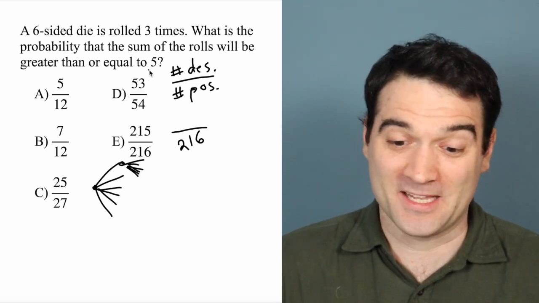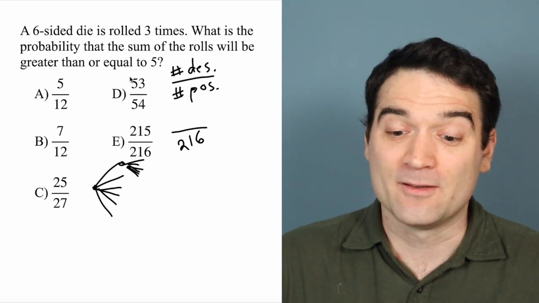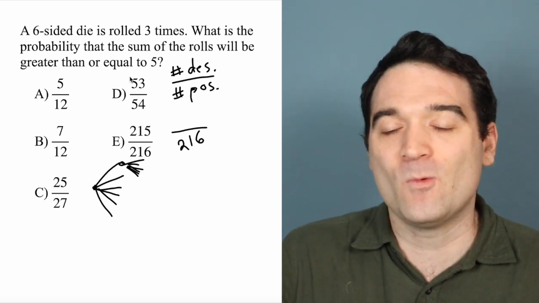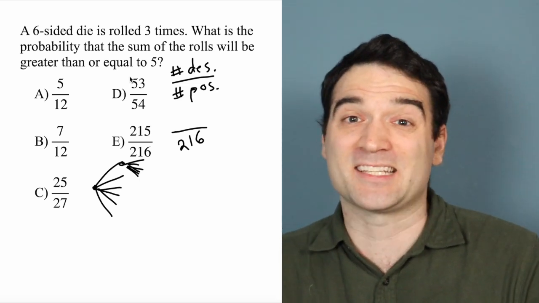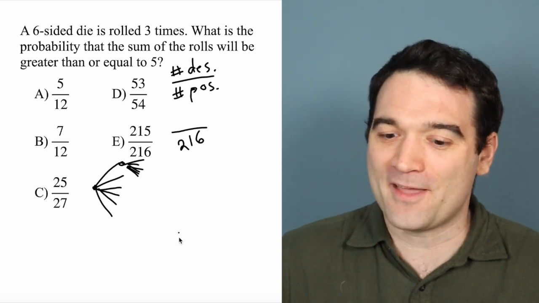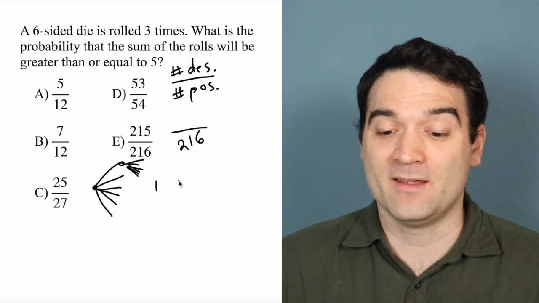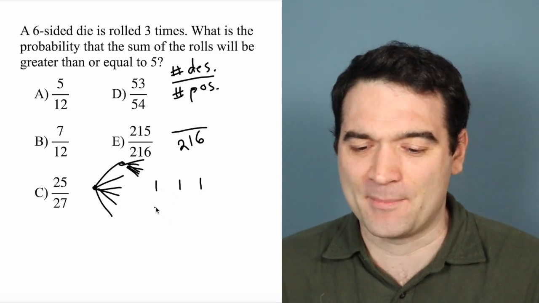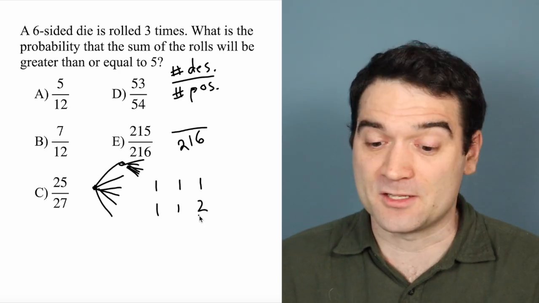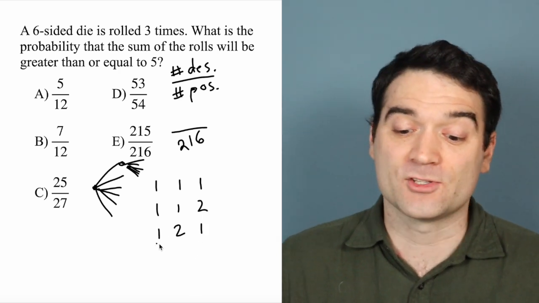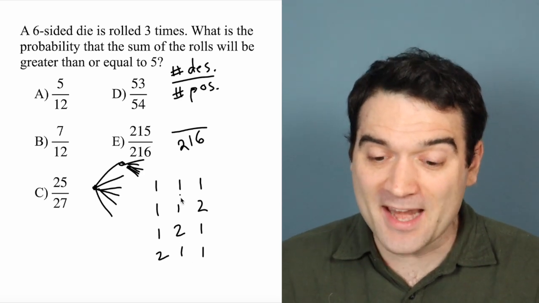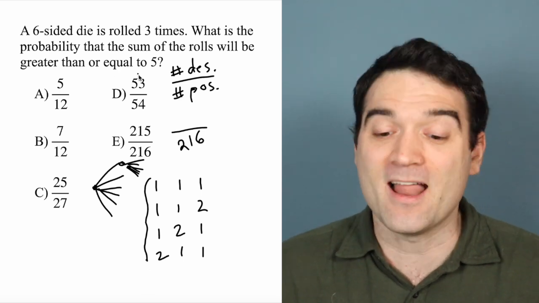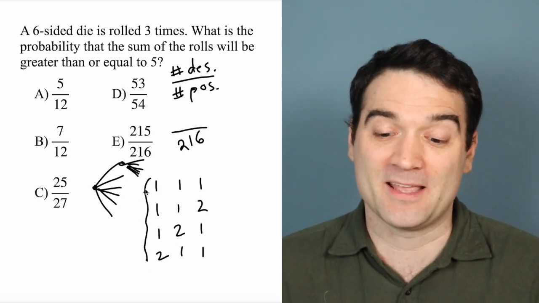If I'm rolling one die 3 times, how many ways are there to get a sum that is less than 5? Well, let's think about them. They're not that many. I could get a 1 on the first one, a 1 on the second one, a 1 on the third, so that adds up to 3, and there's only one way that could happen. I could get a 1, 1, 2, so that adds up to 4. I could get a 1, 2, 1, so that adds up to 4. And I could get a 2, 1, 1, so that adds up to 4. So basically, there are 4 ways not to make this happen.